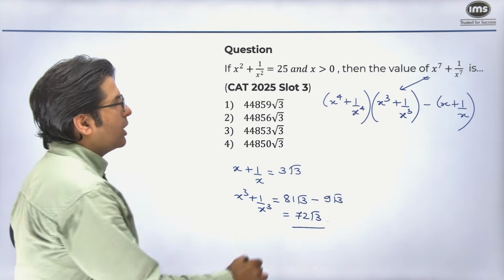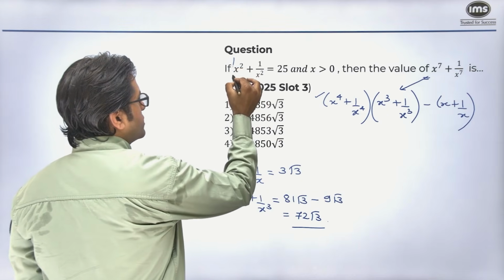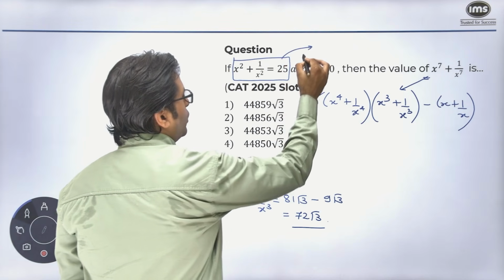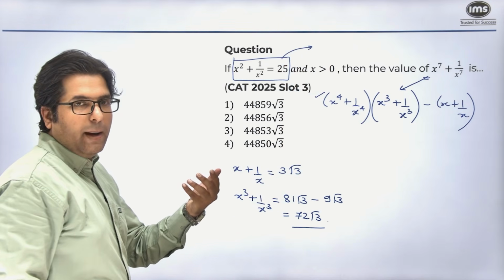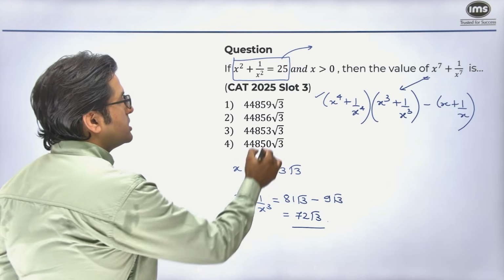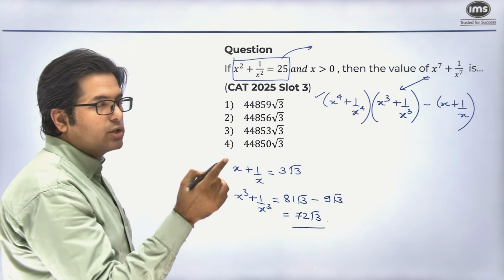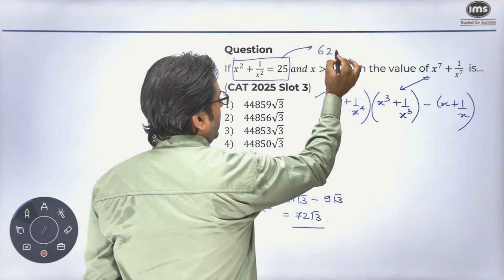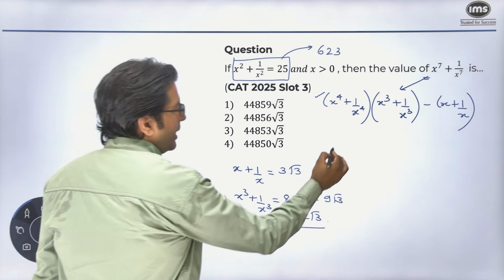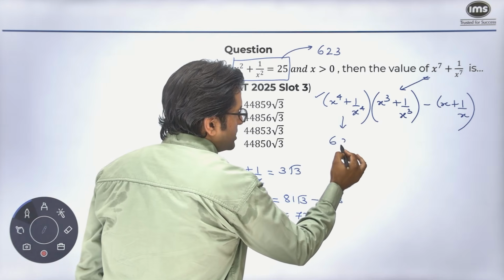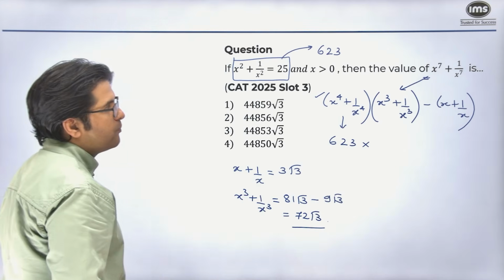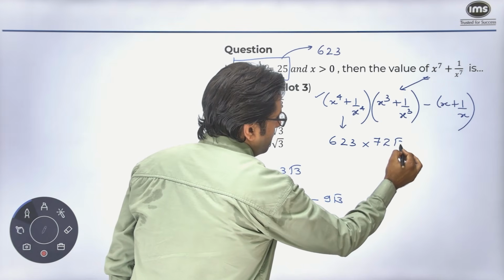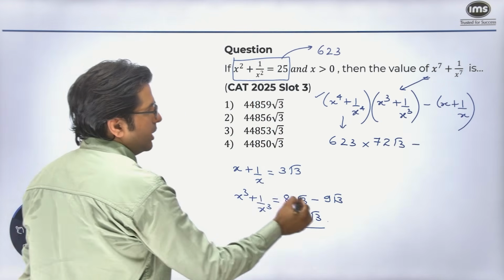So we have already identified one part of the expression. How do we go about calculating x to the power 4? We already have x square plus 1 by x square, which is equal to 25. So can I say I just need to go one power up in terms of squaring? So I just need to square this. Formula is k square minus 2. 25 square is 625. 625 minus 2, I am directly writing this as 623. So I am writing the expressions and calculating the answer. This is 623 into, this is 72 root 3 minus x plus 1 by x, which is 3 root 3.